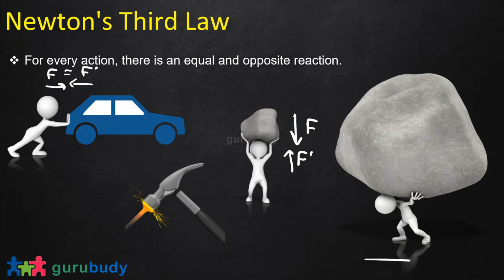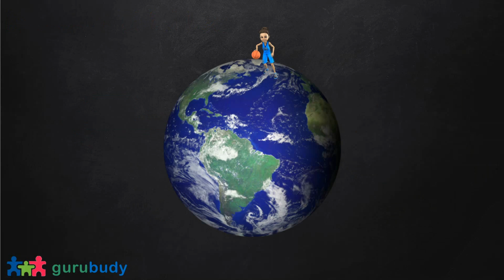What's happening in this one? Same thing, there is an interaction here. The rock applies the force F down, the person applies the force F dash up, and F and F dash are the same. This person is hammering the nail: the nail applies the force F1, and the hammer applies the force F dash. So we see examples of Newton's third law everywhere: for every action there is an equal and opposite reaction. Now there was one very big misconception, or a very interesting thought, which we will try to resolve to understand this law more.